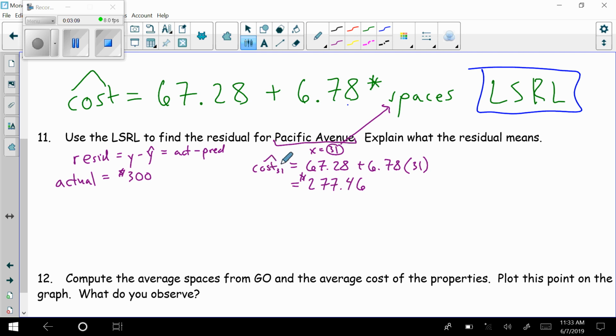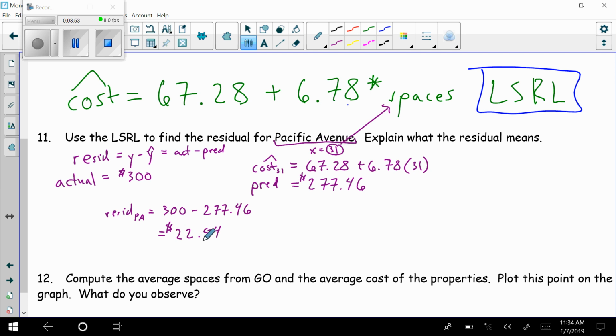Now, this is the predicted. I have this cost hat here, which is a fancy way of writing the predicted cost. In order to find the residual, I take the residual of, let's put a PA here for Pacific Avenue, which would be equal to the actual, which is 300, minus the predicted, which is 277.46. Just subtract that, and I get 22.54. So here, this is a positive 22.54.